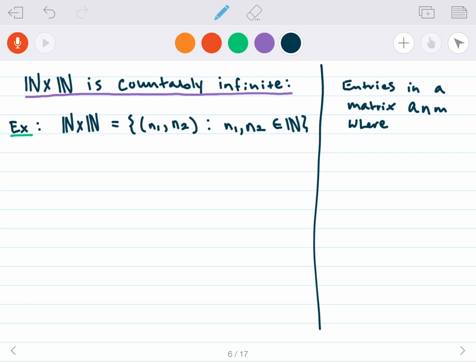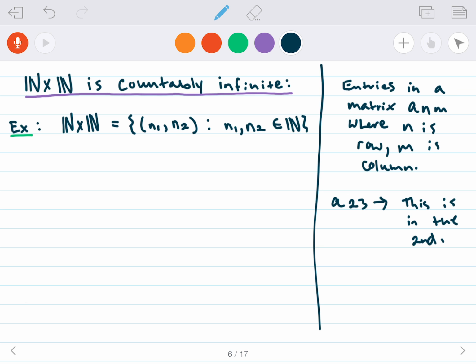where n is row, m is column. Just as a reminder, something like A23 means that this element is in the second row, third column of the matrix. And so the idea is that we can write elements in the set in matrix form.